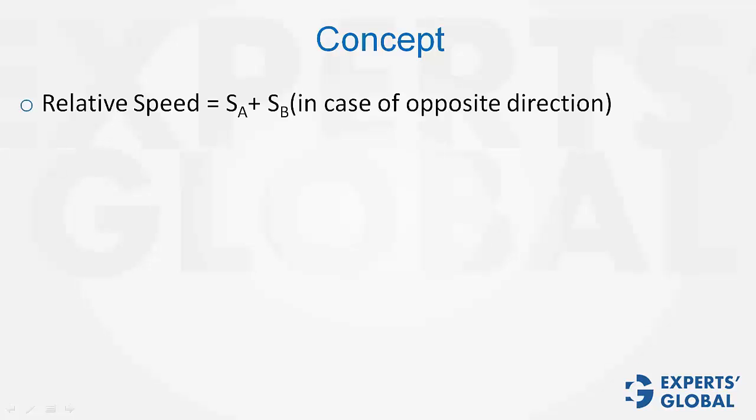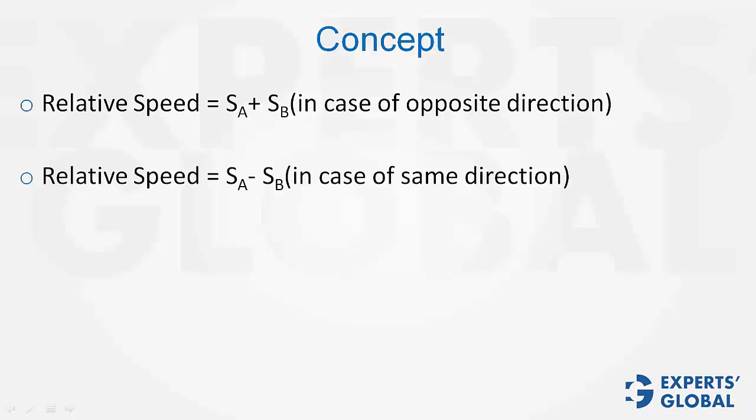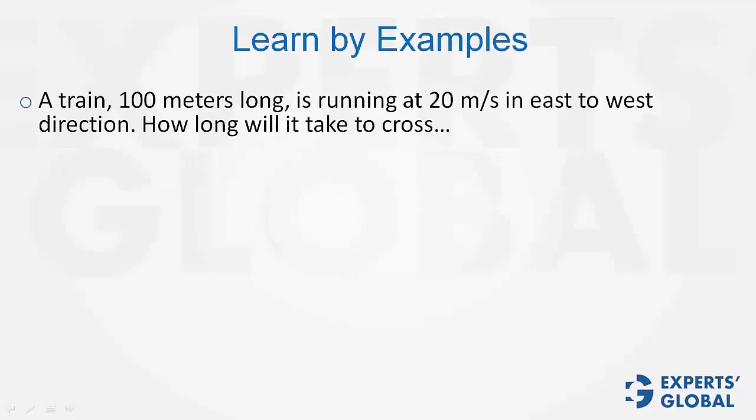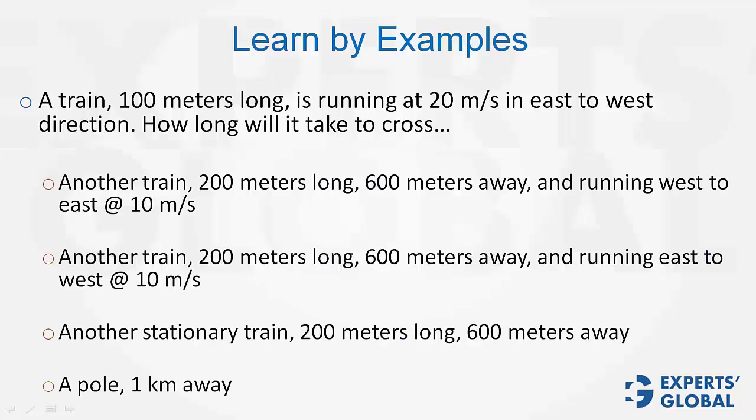Relative speed is the sum of the speeds of two bodies when they are moving in opposite directions, and it is the difference in the speeds of two bodies when they are moving in the same direction. Here is the first question. Please pause the video, solve it yourself.